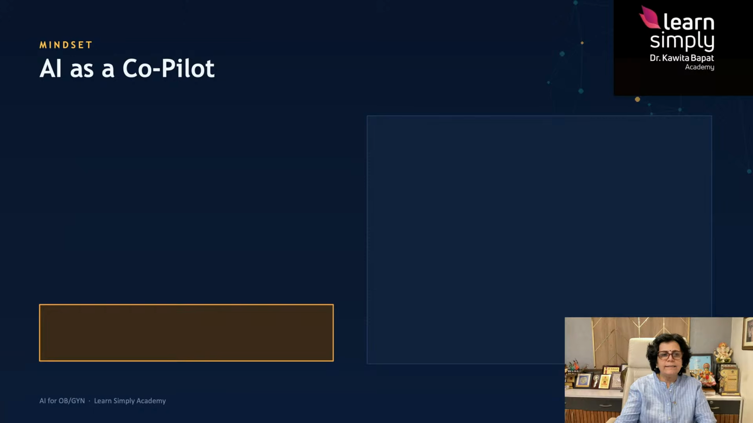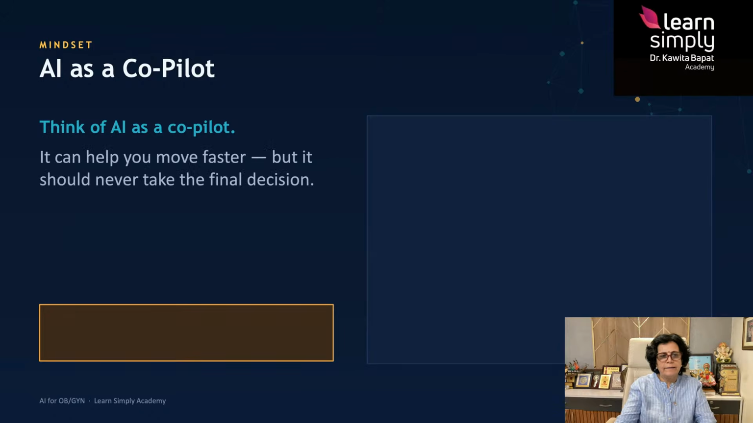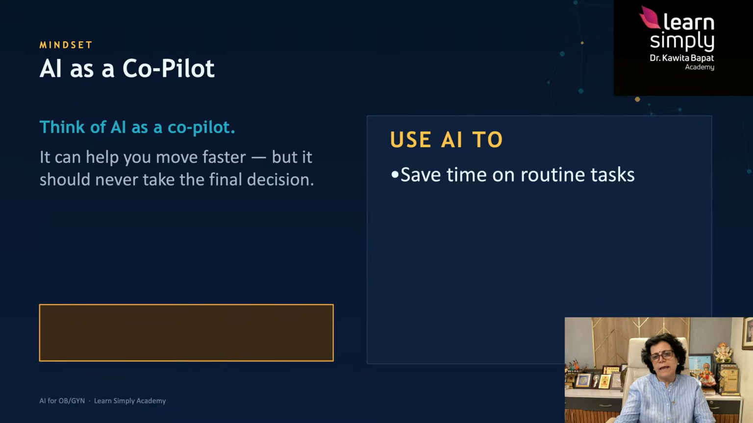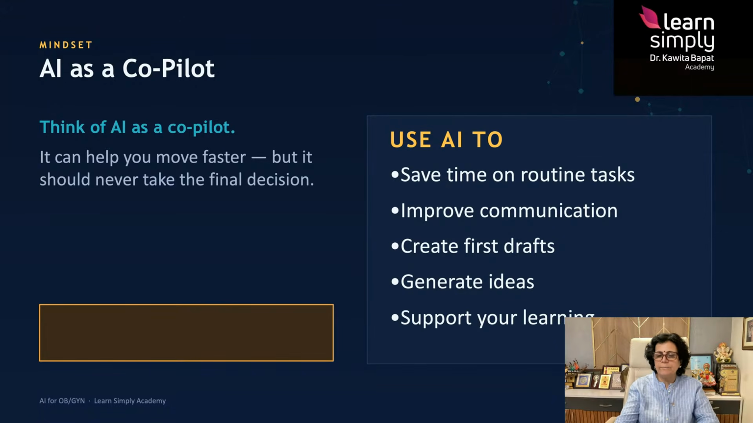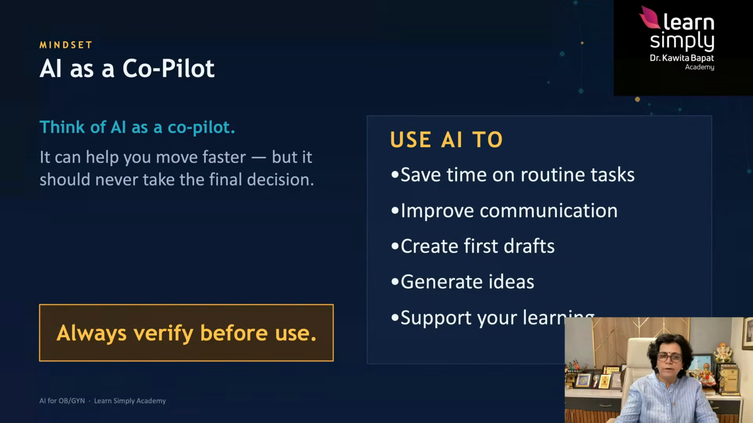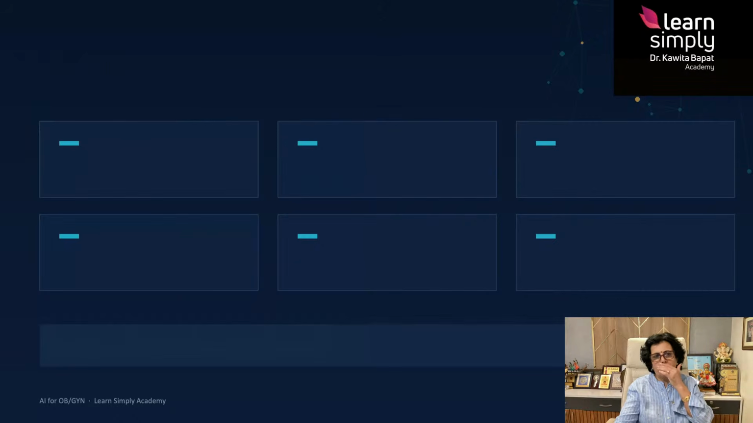So, the mindset is AI as a co-pilot. Think of AI as a co-pilot. It can help you move faster, but it should never take the final decision. Use AI to save time on routine tasks, improve communication, create first drafts, generate ideas, and support your learning. Always verify before use. Whatever you do, it cannot become the pilot. It is only the co-pilot, because you are responsible for whatever you are drafting or doing.